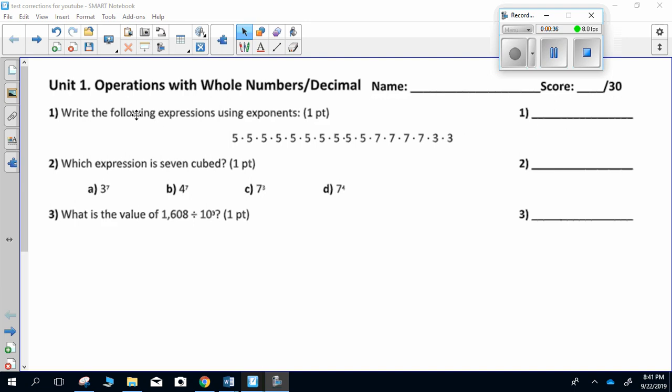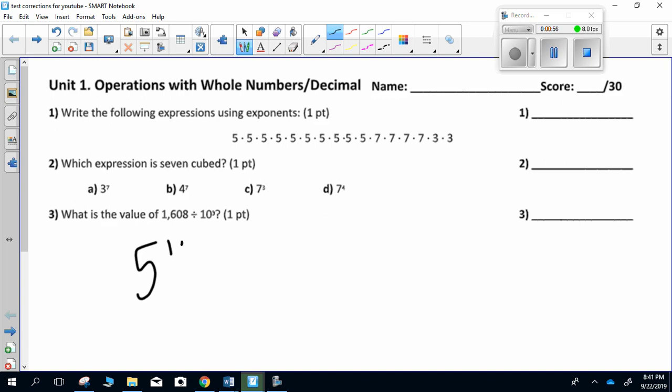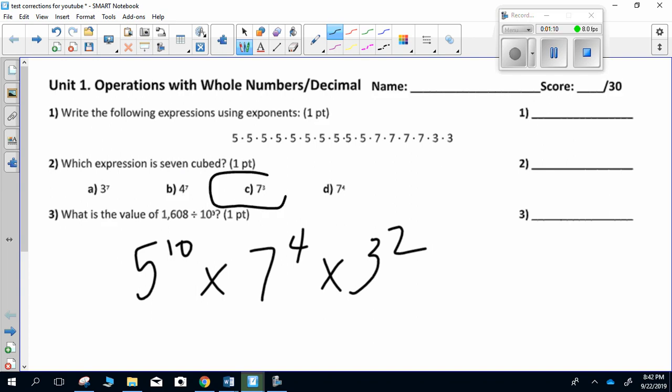Question number 1. Write the following expressions using exponents. So we know that the 5, the 7, and the 3 are our bases, and now all we have to do is count. 1, 2, 3, 4, 5, 6, 7, 8, 9, 10 fives. So I would write 5 to the 10th power times 7 to the 4th power times 3 to the 2nd power. The next one, 7 cubed. 7 cubed means 7 to the 3rd power.